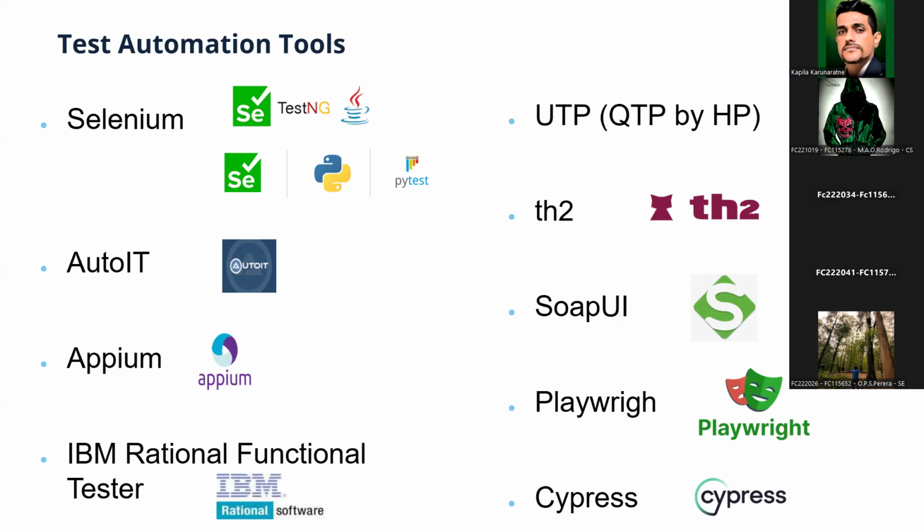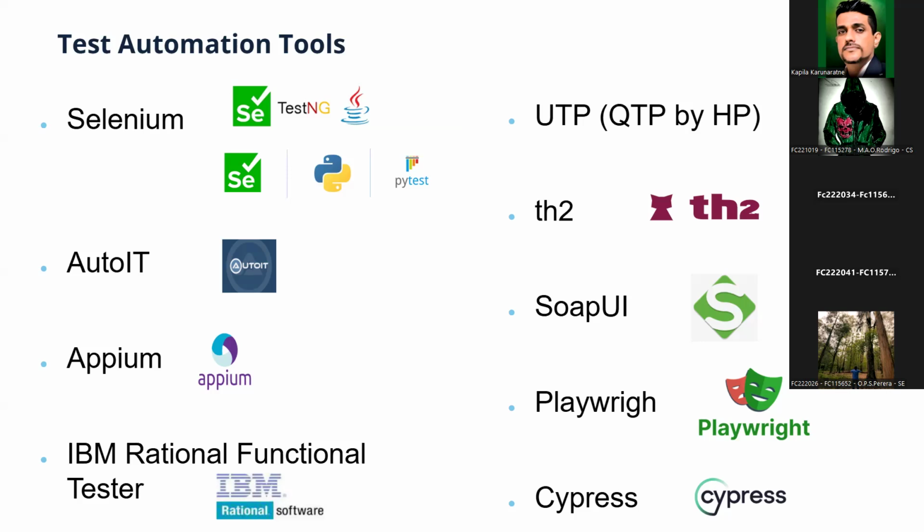There are other tools like UFT. That's one of the famous tools. IBM Rational Functional Tester is also famous, but those are proprietary tools, not open source. But Selenium is an open source one. And there is an open source tool called Appium, right?